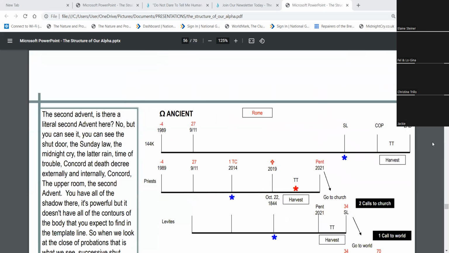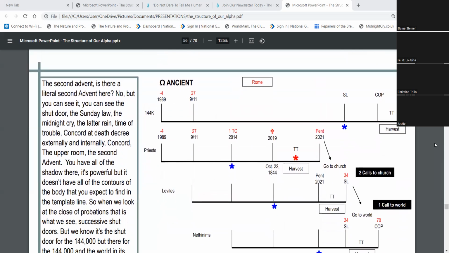The second advent, is there a literal second advent here? No, but you can see it. You can see the shut door. You can see the Sunday law, the midnight cry, the latter rain, time of trouble, conquered at death decree, externally and internally. Conquered, the upper room, the second advent. You have all the shadow there, but it's powerful, but it doesn't have all the contours of the body that you expect to find in the template line.